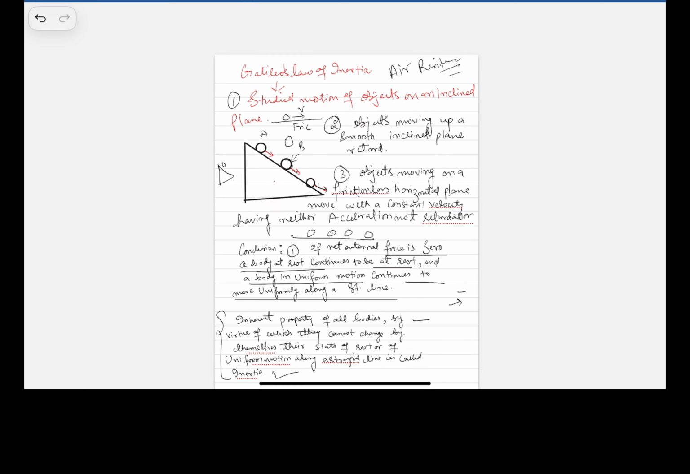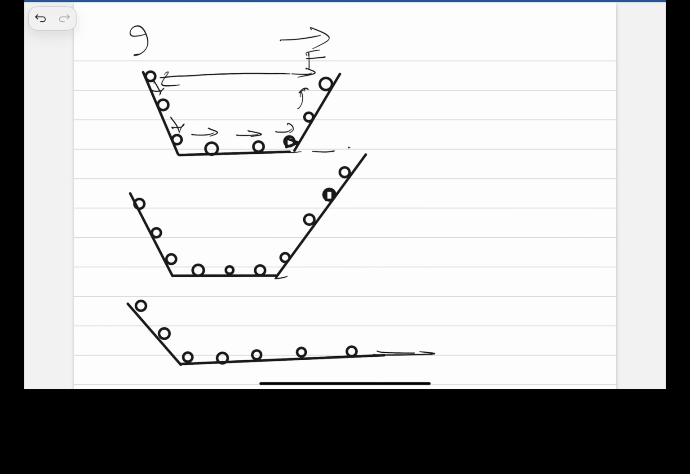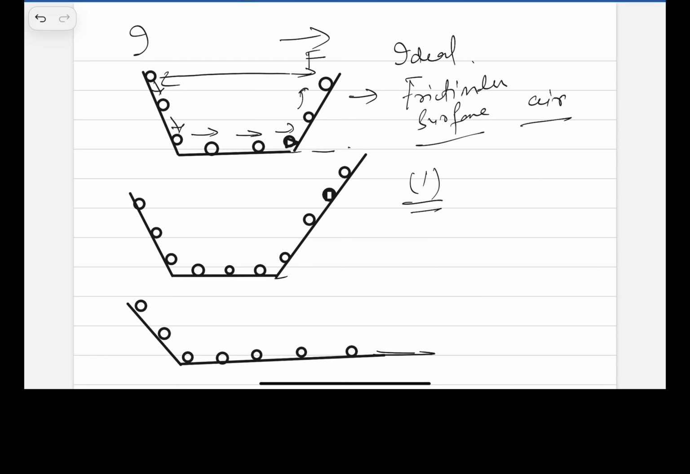So what experiment did he do? He took a kind of container or surface. Here he took the ideal condition. The ideal condition was that the surface is frictionless. The first condition is that it is a frictionless surface. No air resistance is considered here. So what happened in an ideal situation, where there is no friction?